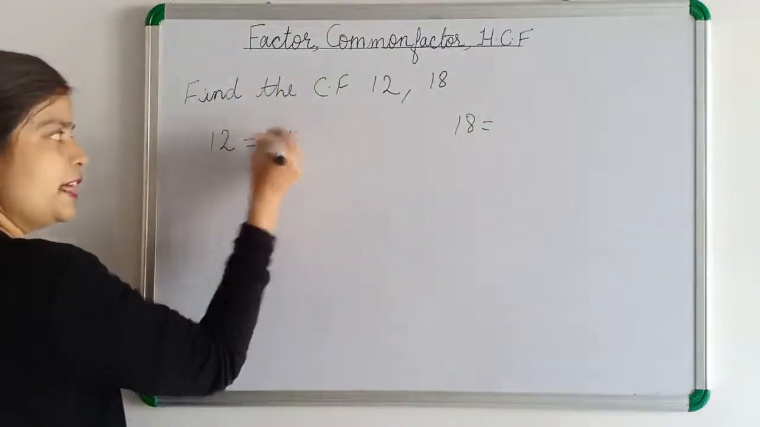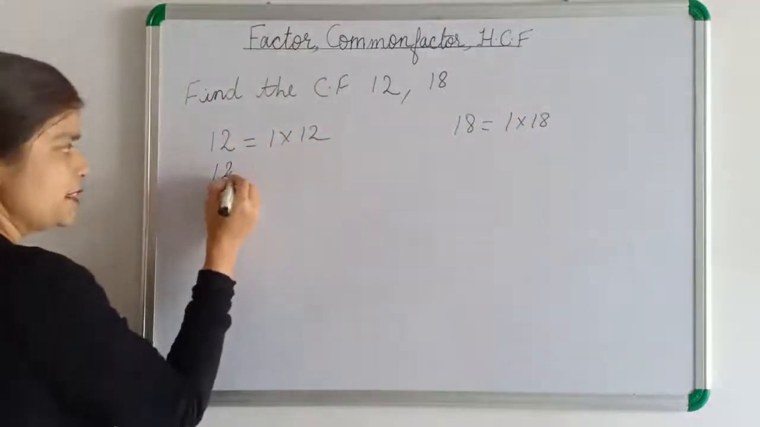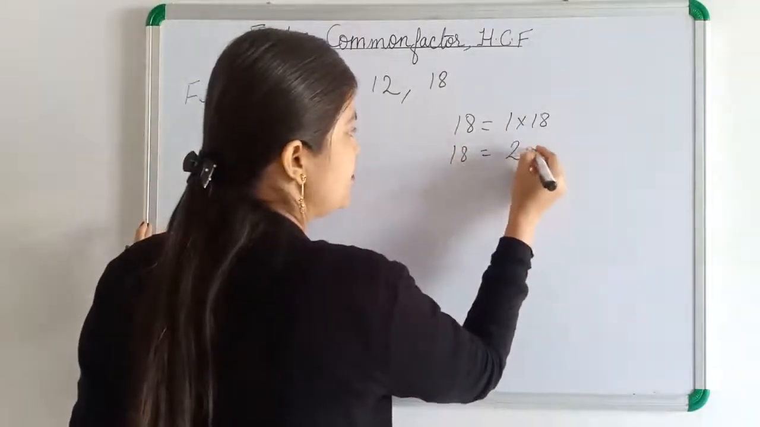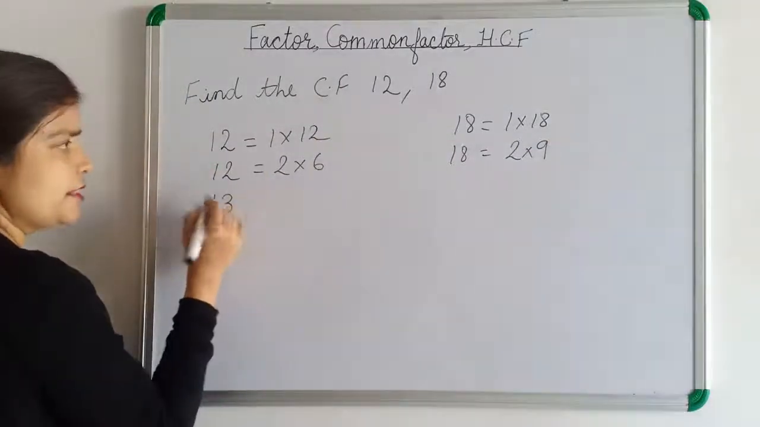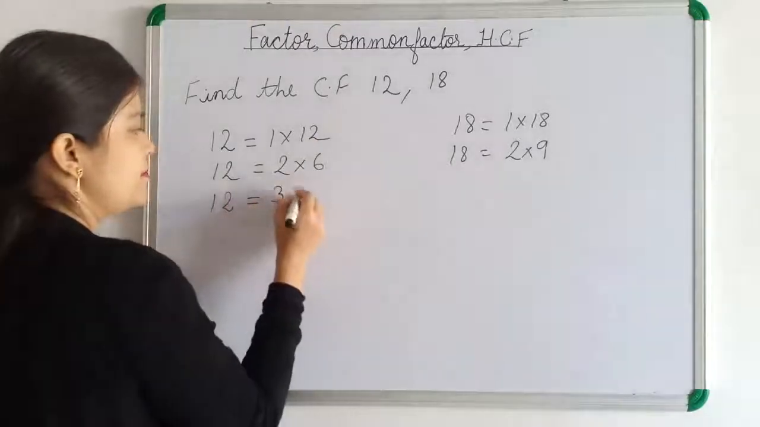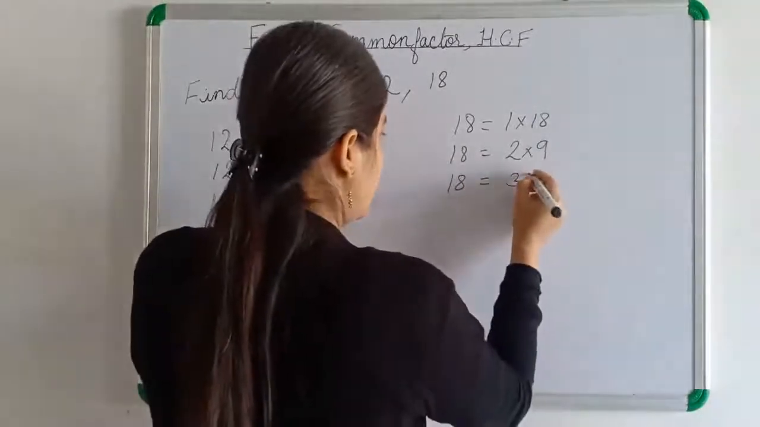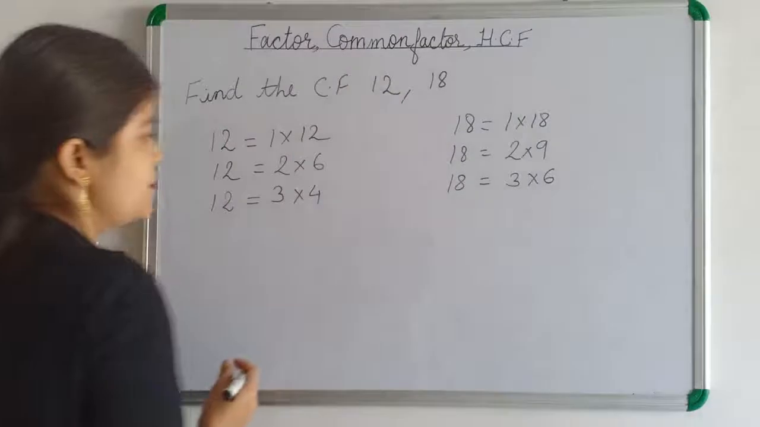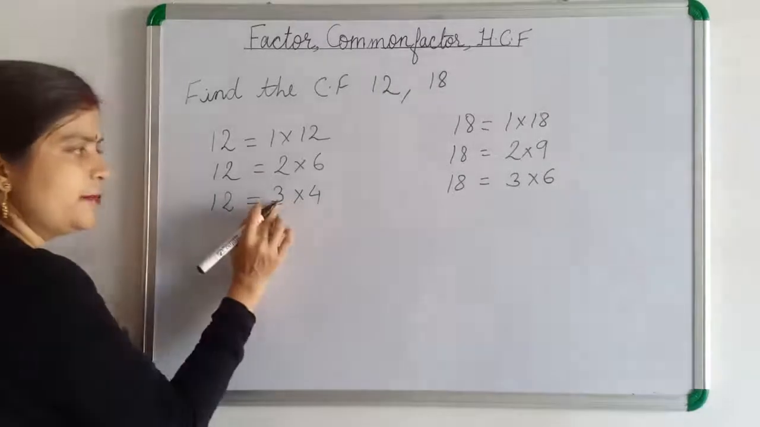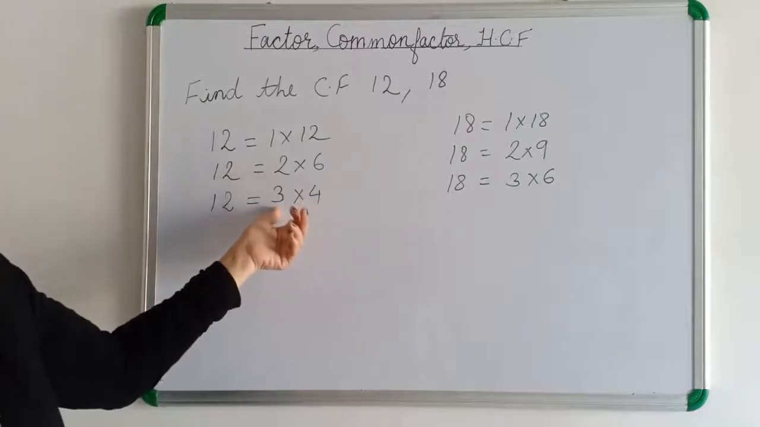First we will divide the number by 1 only. Then we will divide the number by 2. It is divisible by 2 also. 2 sixes are 12. Here 2 nines are 18. Then we will divide by 3 also. It is divisible by 3. Now here it is also divisible by 3. So now we will stop here, because when we are dividing it by 3, we are getting the combination of 3 into 4. So the next combination we will get is 4 into 3 only.